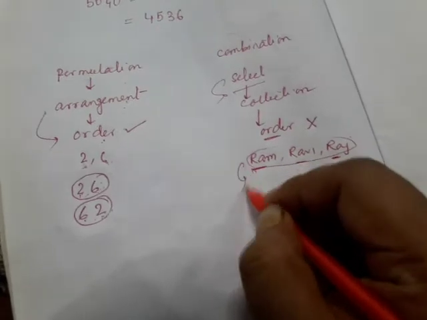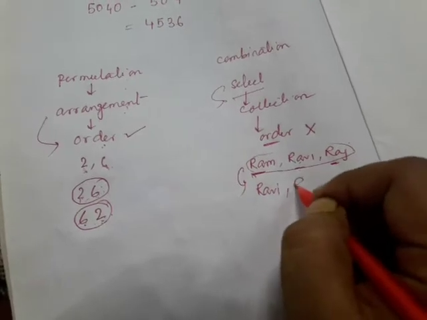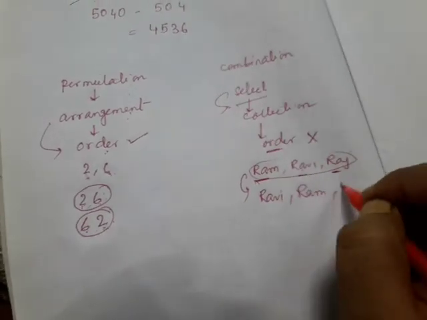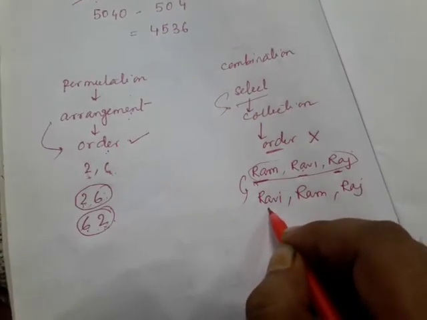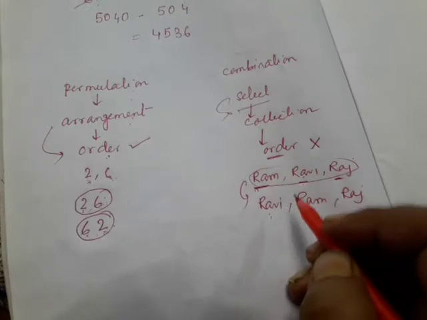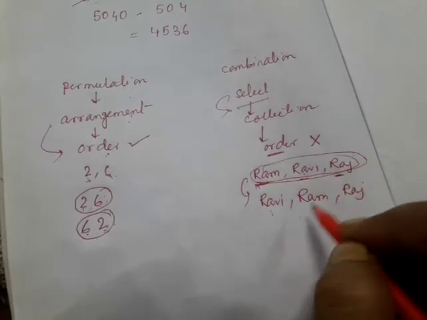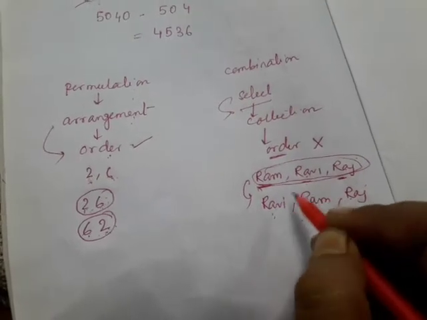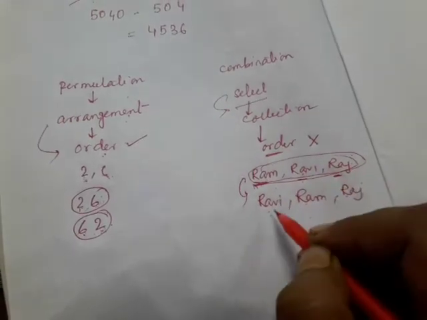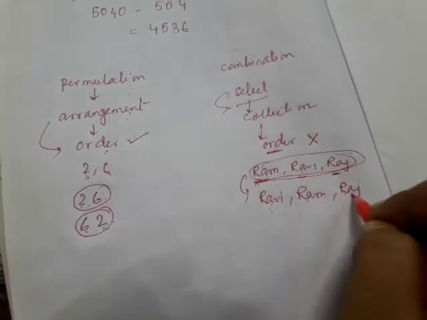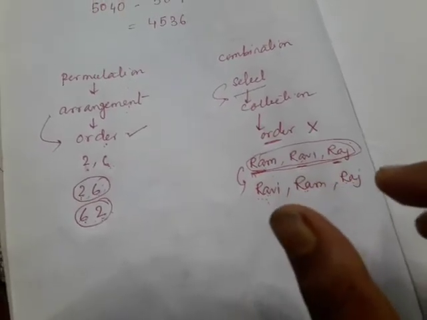Now you are changing the order. Now you choose Ravi first, then you choose Ram, and again you choose Raj. See, by changing the order, the meaning does not change. This is the Ram, Ravi, Raj team. This is also the Ravi, Ram, Raj team. Here we selected Ram first, then Ravi, then Raj. Here we selected Ravi first, then Ram, then Raj. The team is the same: Ram, Ravi, Raj.